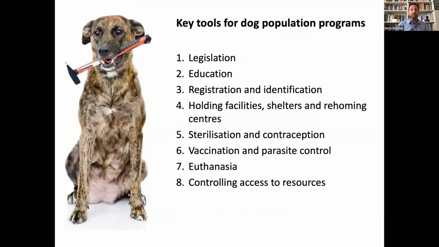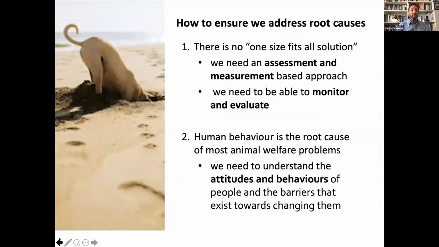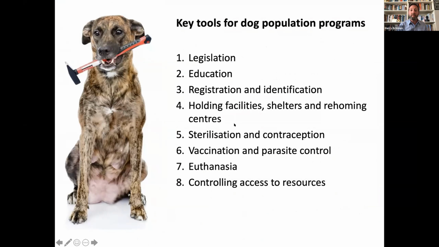And we have these tools that we focus on with dog population management. And these are the key things that we do. It's a checklist of different tools that we can use. Legislation, we can have laws in place and enforcement to make sure that dogs are looked after correctly. We could have education, going into schools or teaching about responsible pet ownership. We have registration and identification. It could be microchips or collars or tags so that we can work out which dog is with which person. We have the holding facilities and shelters and rehoming centers to deal with dogs. We take them off the street, we take them there, we try to find them a different home.